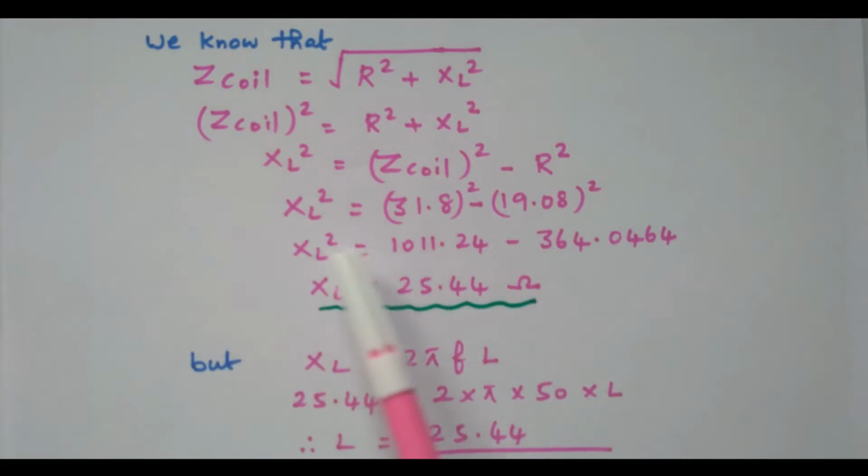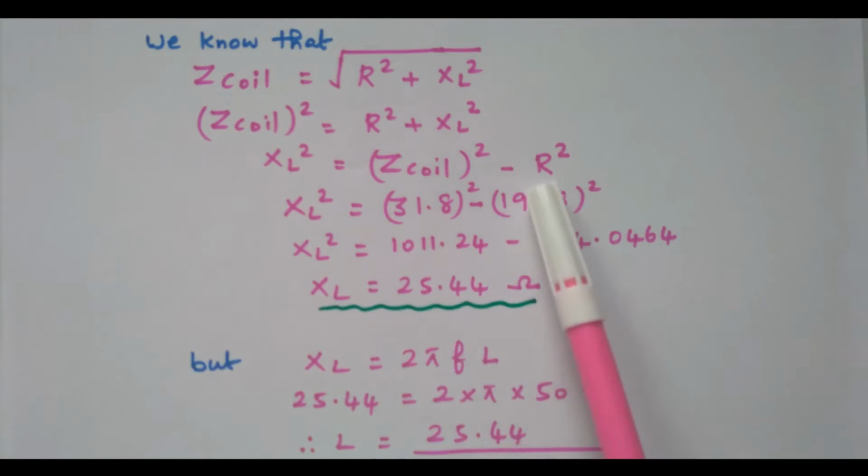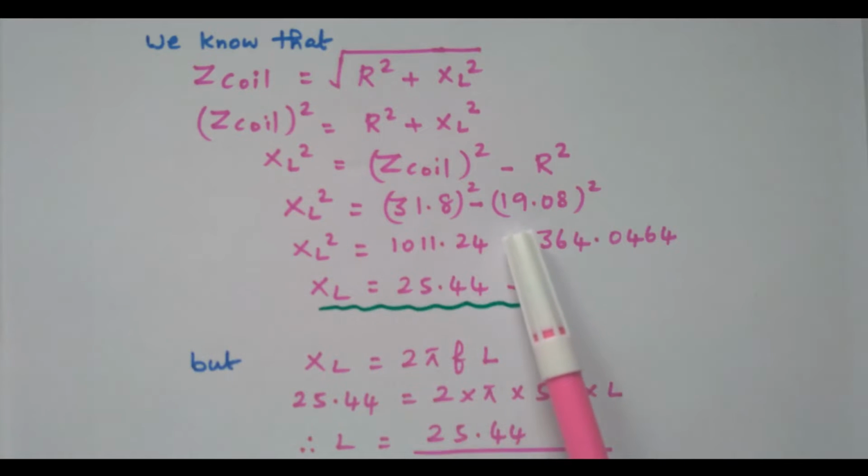So XL square equal to Z coil square, we already calculated 31.8, minus R square, the R value we just now calculated, 19.08. By simplifying this, we got 25.44 ohm. The inductive reactance XL equal to 25.44 ohm.